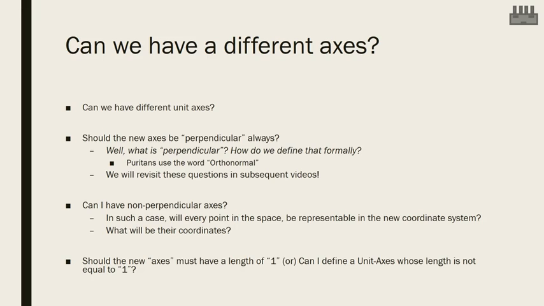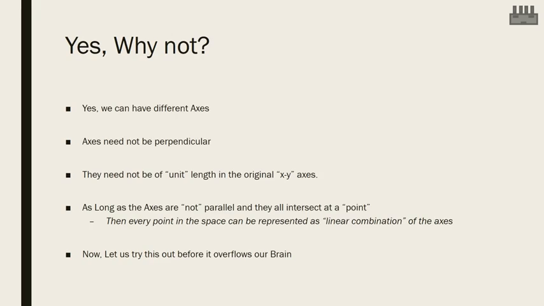But for now, it's important to ask whether we can have two different axes. So yes, why not? We can have different axes and they need not be perpendicular, and they need not be a unit length. You can just declare an axis by taking an arbitrary length of a vector in some direction and saying, hey, this is my unit axis along this direction, and take another vector and do the same thing.